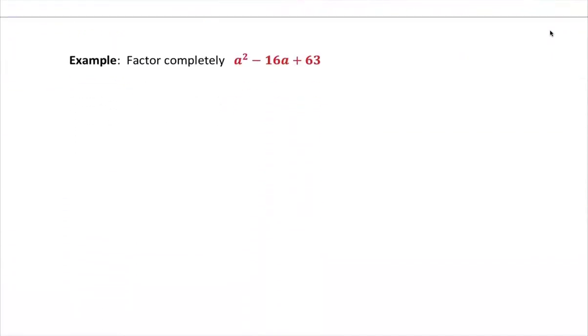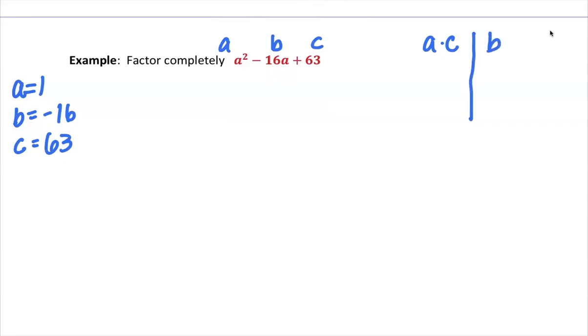Let's do another one. So off to the side, I just want to make sure you're seeing this. A is 1, B is negative 16, and C is 63. So we multiply A times C. So for us, that's 1 times 63, so that's 63. And our B is negative 16. So we're looking for two numbers that multiply to 63 and add to negative 16.